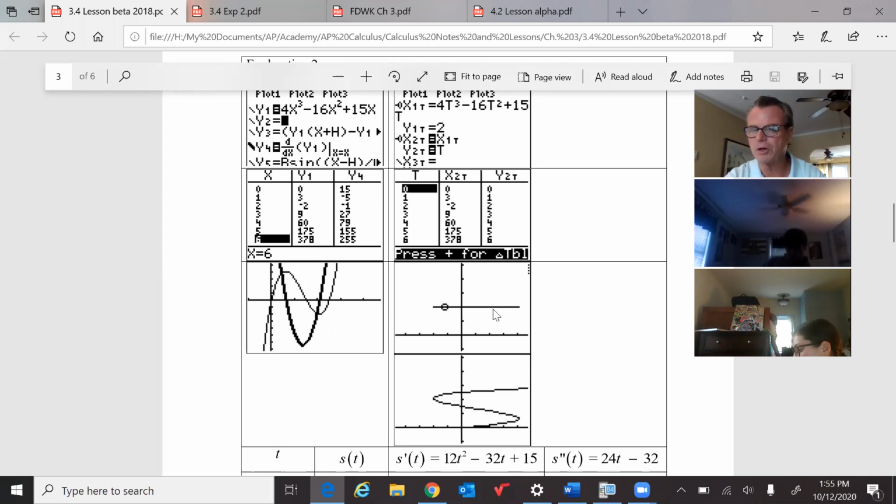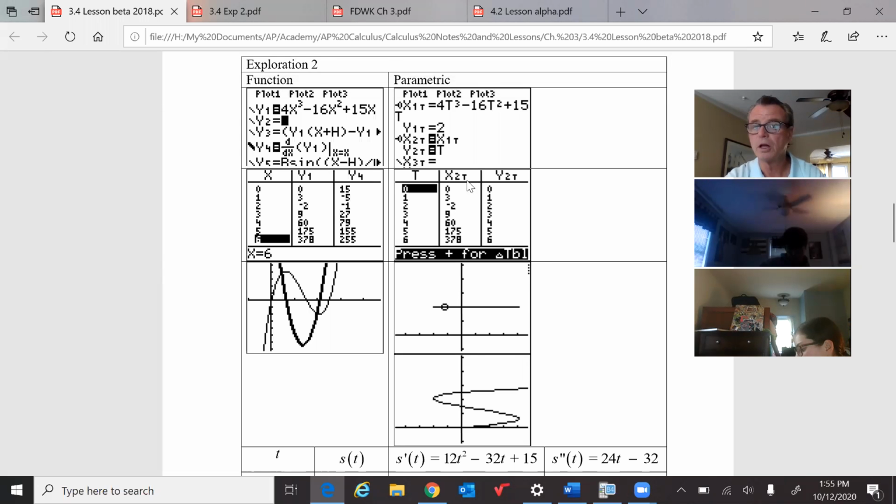In parametric mode, here's the picture. It's starting at 0. How do you know I'm starting at 0? Cover-up method. If you put 0 in for t, there is no constant. It starts at 0. Well, which way is it going? Well, it's going right to start with because the derivative of this would be positive. Okay?